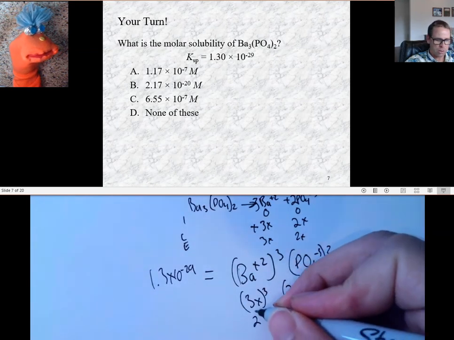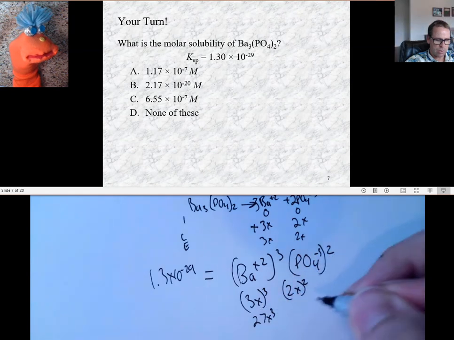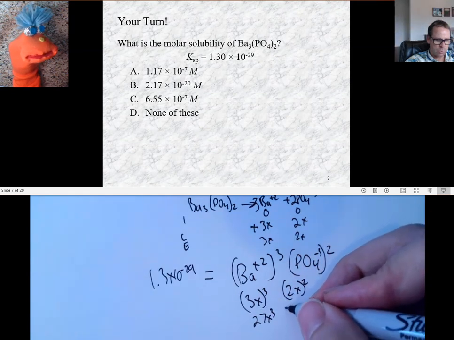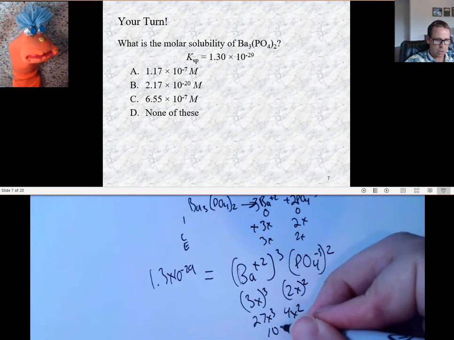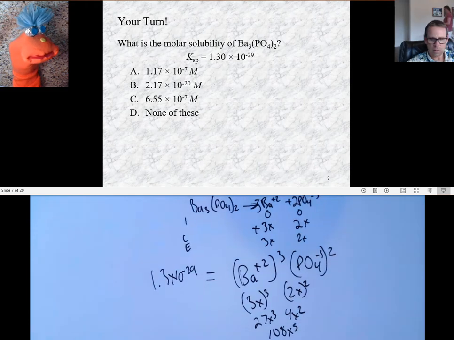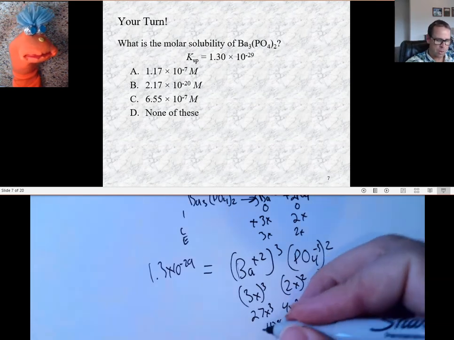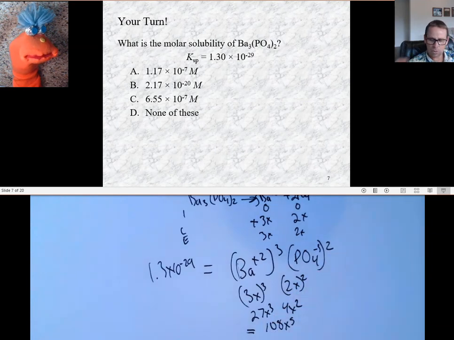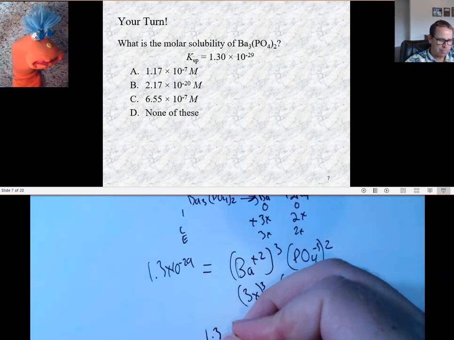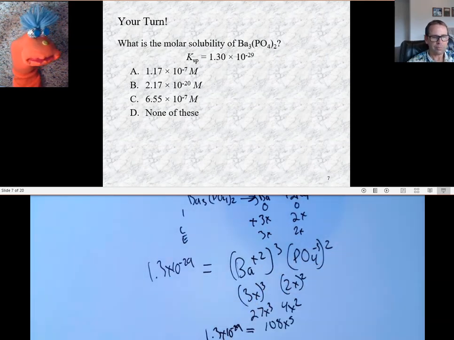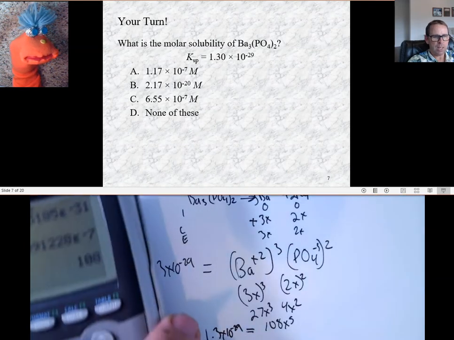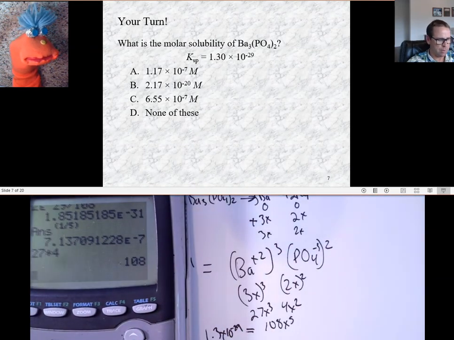So this is 27x cubed and 4x squared, which equals 108x to the 5th, right? I just remember that because we did that last time, right? Yeah. Okay. So that equals 1.3 times 10 to the minus 29. So x to the 5th is 1.3 times 10 to the minus 29 divided by 108.